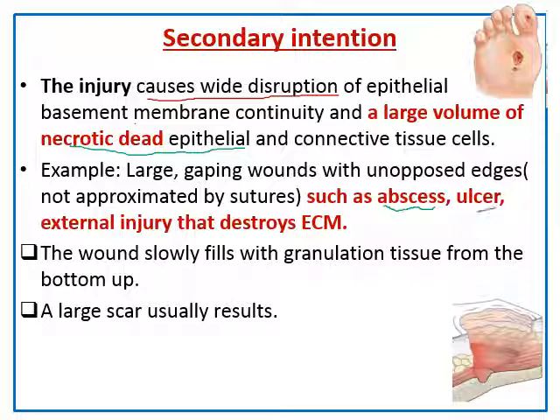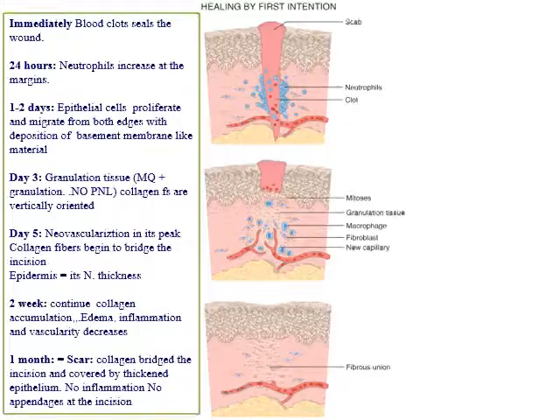Ulcer, the same applies: an external injury that destroys extracellular matrix. The wound slowly fills with granulation tissue from the bottom up. A large scar usually results. Here are the same steps we mentioned before, however with a time schedule.